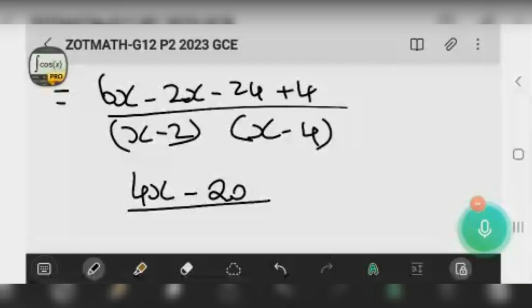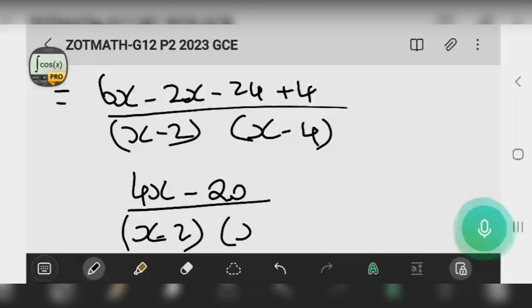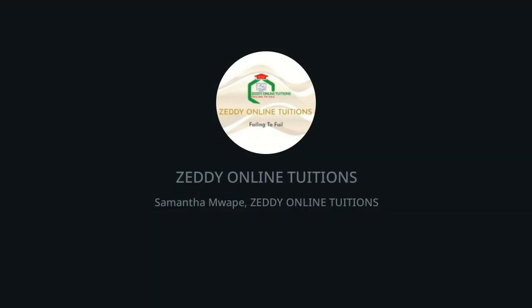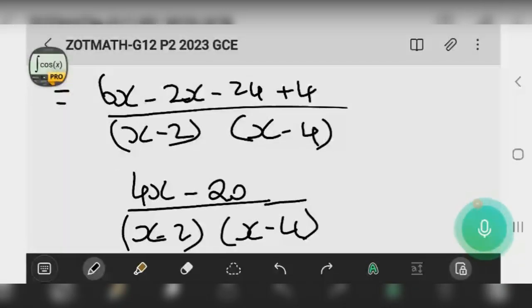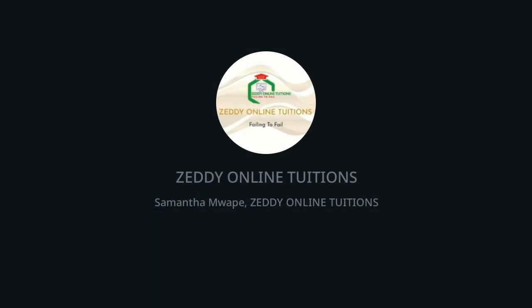So now we just bring down these ones and x minus 4. Then we are good to go. We're done on this one, because we cannot factorize the top part to have something that is going to cancel with any of the terms down below. So we leave it like that.